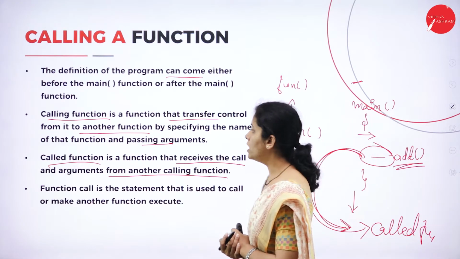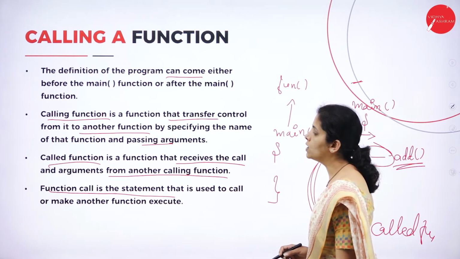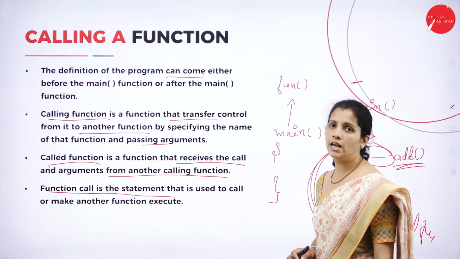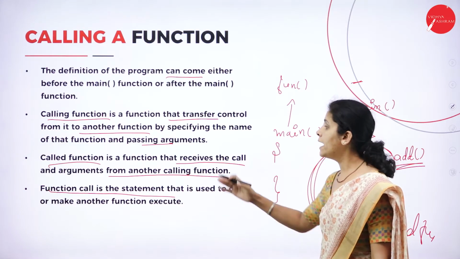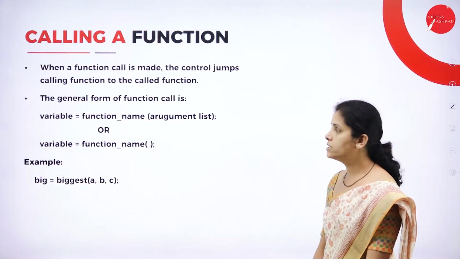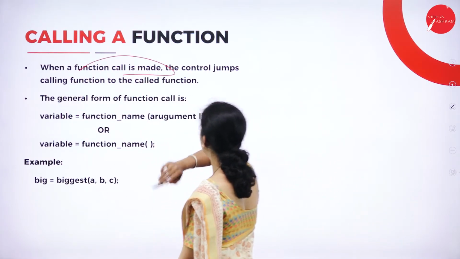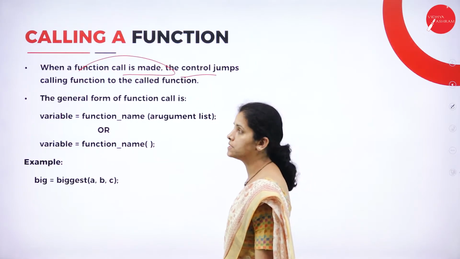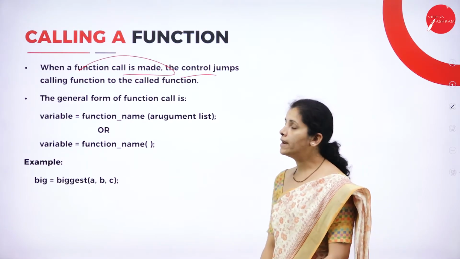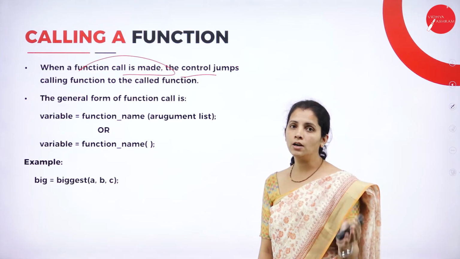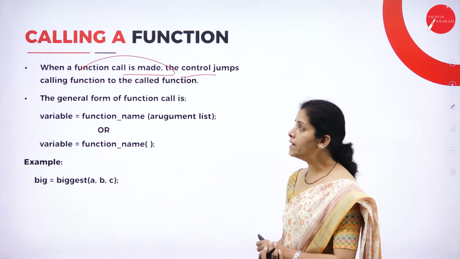Okay, this is my called function. A function call is the statement that is used to call another function to execute. Why am I going to call a function? In order to make another function execute. Now, when a function call is made, the control jumps to the called function. So when I call the function, the control transfers to the function being called.